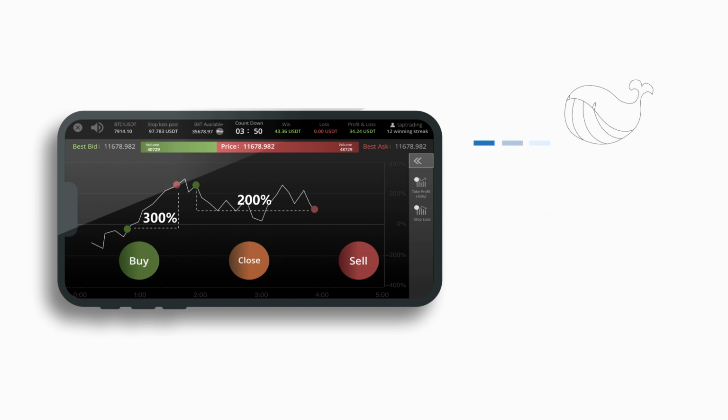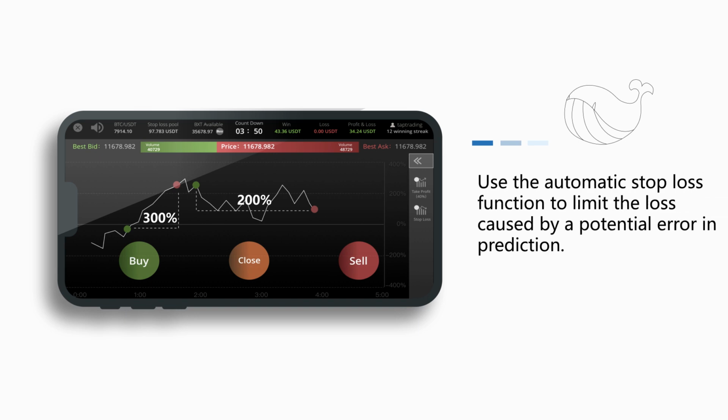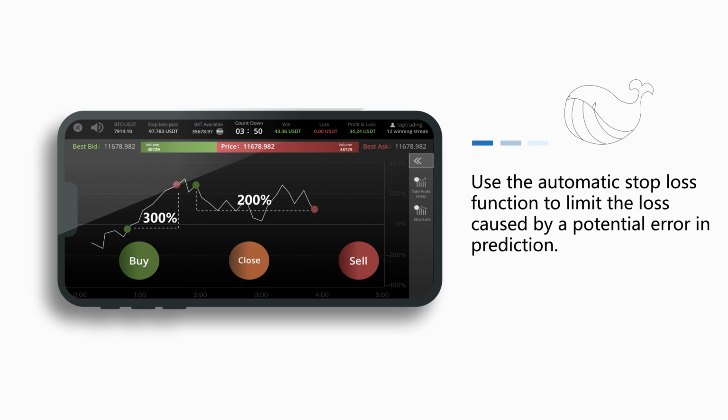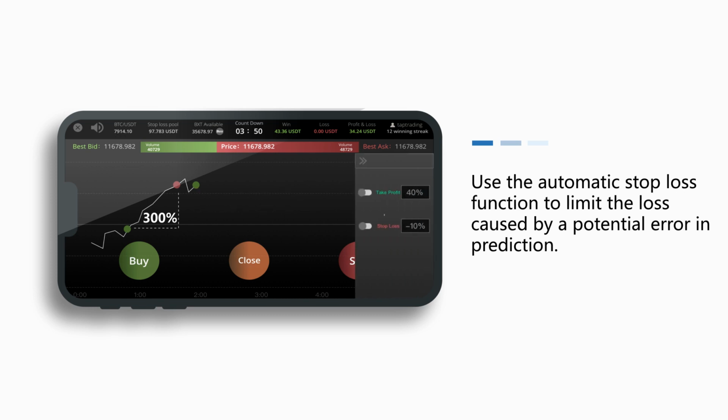We can stick to our greedy whale tactic, but at the same time, we can use the automatic stop-loss function to limit the loss caused by a potential error in prediction. In version 1.0, we actually got 300% of the revenue in segment A, but we lost 200% in segment B. If we then add an automatic stop-loss during the second prediction, we can keep our profit of 300% from segment A and limit our loss from our second prediction to 10%. This way, we are still profitable and we keep our gains from the initial correct prediction.